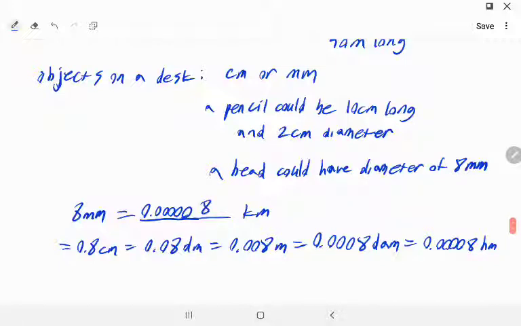And so you notice that you really don't want to talk about a bead for a necklace having a diameter of 0.000008 kilometers when you could have just said 8 millimeters.